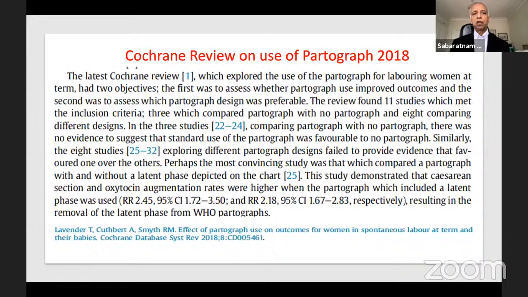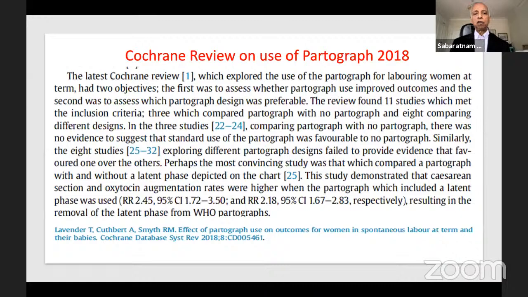The reason they wanted to shift from the partograph to the labor care guide is also based on a Cochrane review. As you can see, the review found 11 studies which met the inclusion criteria, 3 which compared partograph with no partograph, and 8 comparing different designs. In the 3 studies comparing partograph with no partograph, there was no evidence to suggest standard use of the partograph was favorable to no partograph. So using a partograph is of very little value according to the Cochrane.